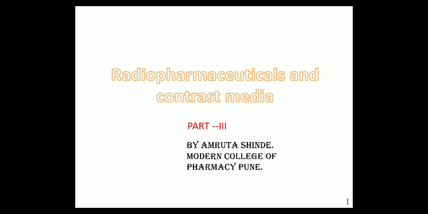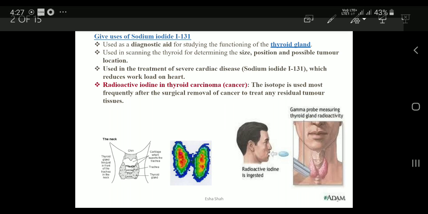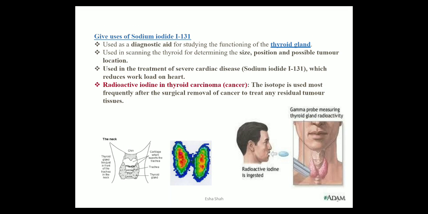In this session today we will learn about examples of radioactive materials along with their uses and applications in the medical area. Let's see one by one. First example is sodium iodide, abbreviated as I-131, a radioactive element from iodine. It is used as a diagnostic aid.